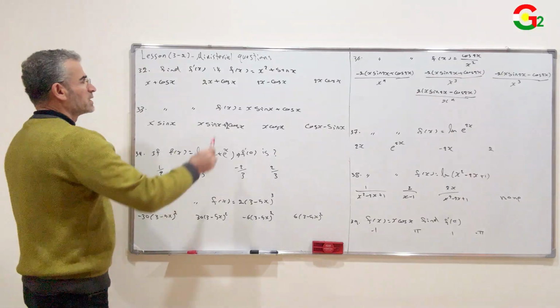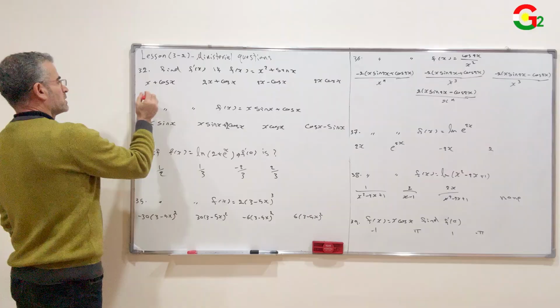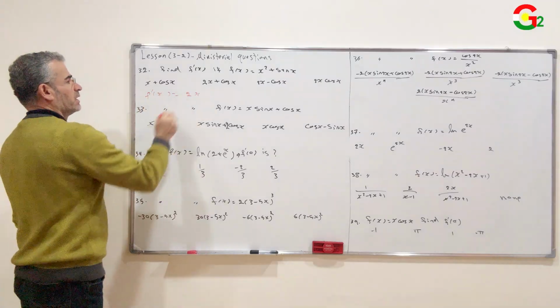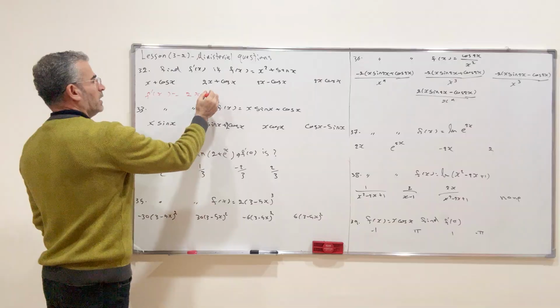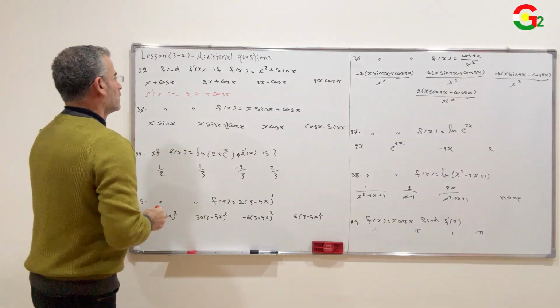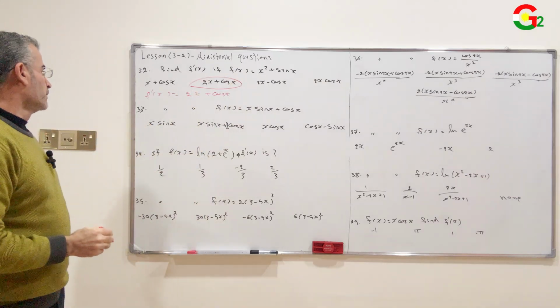Find f prime of x of f of x equals x power 2 plus sine x. f prime of x equals the derivative of x squared, 2x, and the derivative of sine x, cosine x. Then 2x plus cosine x, choice B.